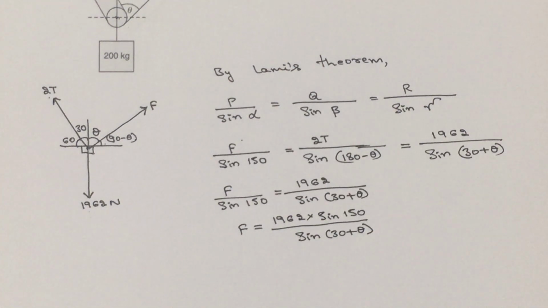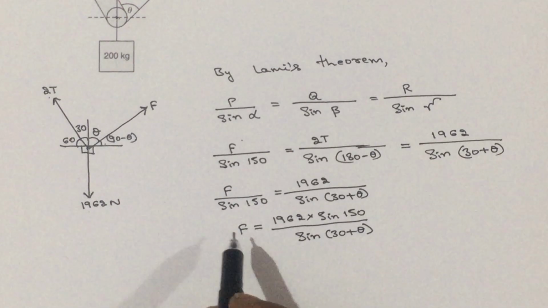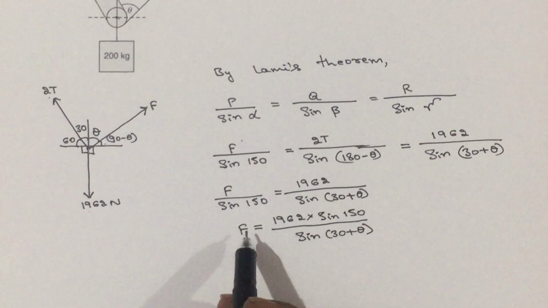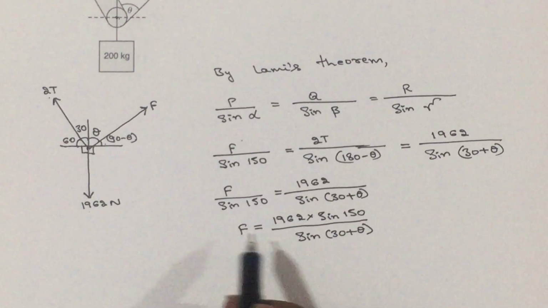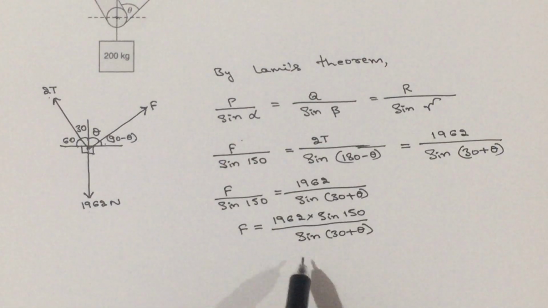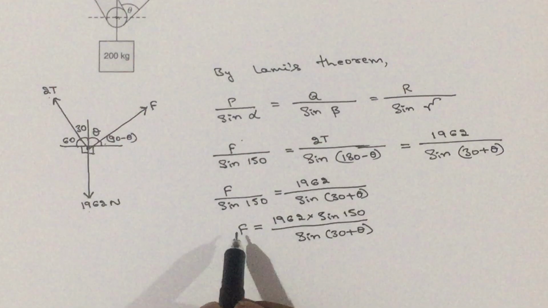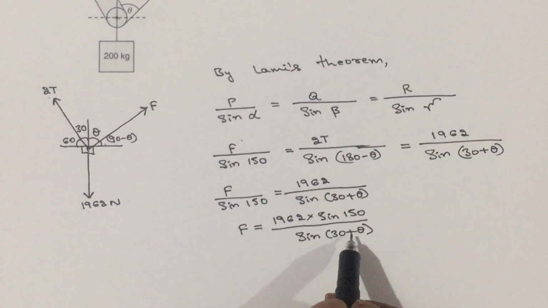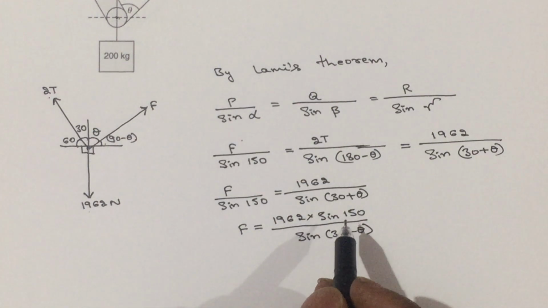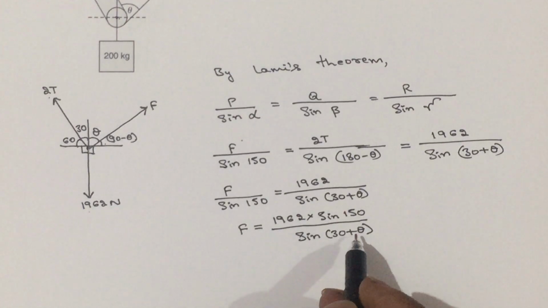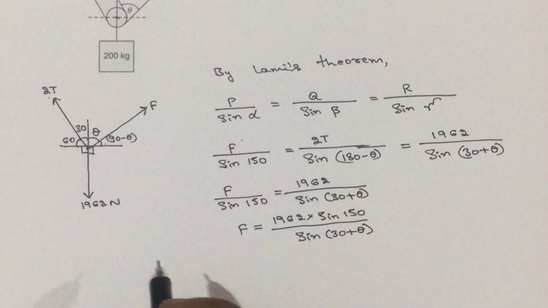Because F is minimum when sin of 30 plus theta is maximum. Here F is in the numerator, sin of 30 plus theta is in the denominator. So, they are inversely proportional. If one becomes maximum, the other will become minimum. The F will be minimum when sin of 30 plus theta is maximum. The maximum value of sin of 30 plus theta is sin 90 degree.